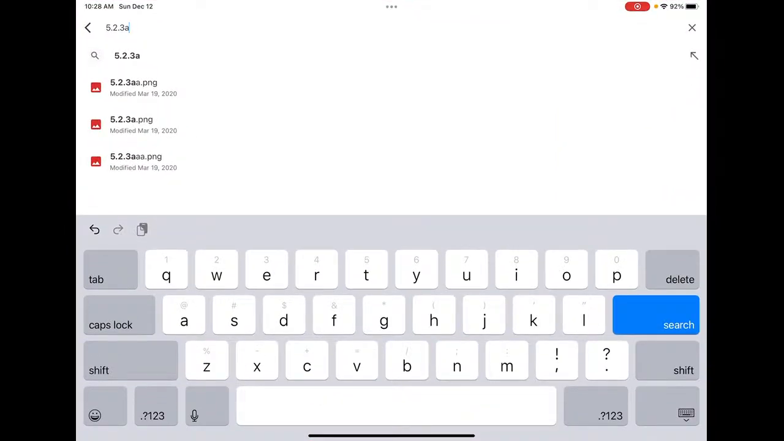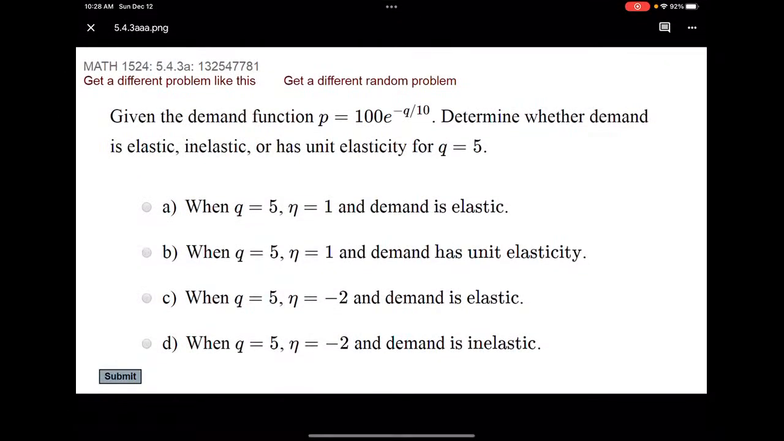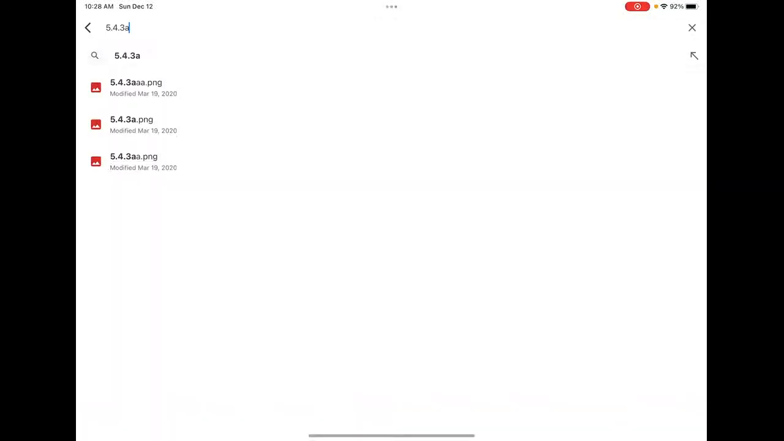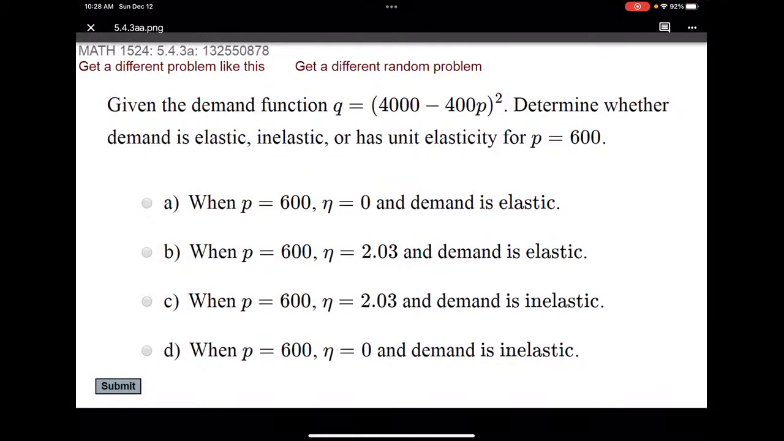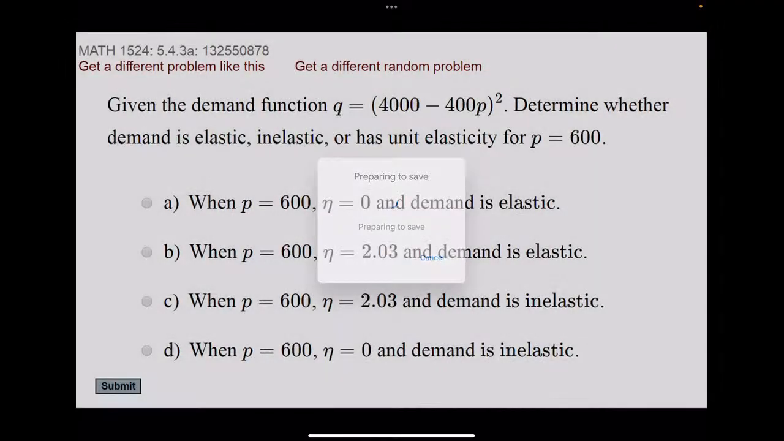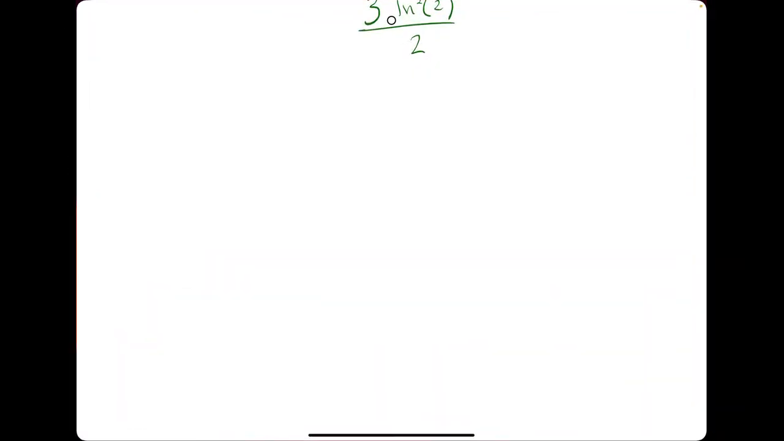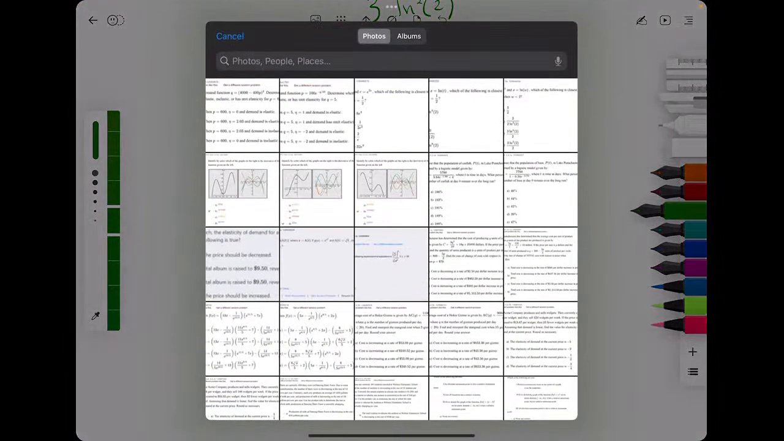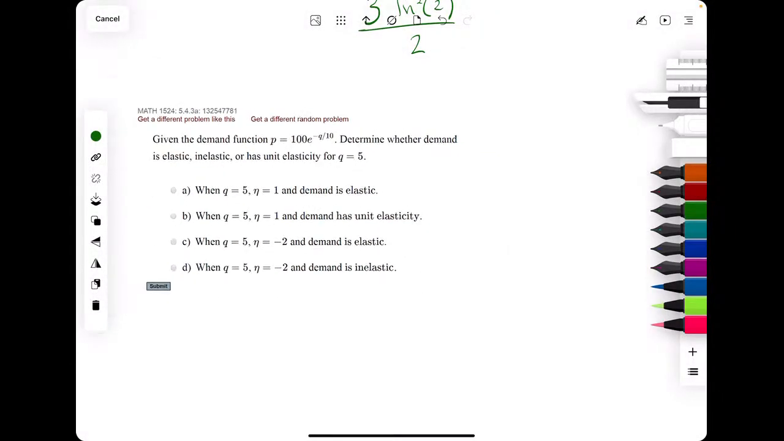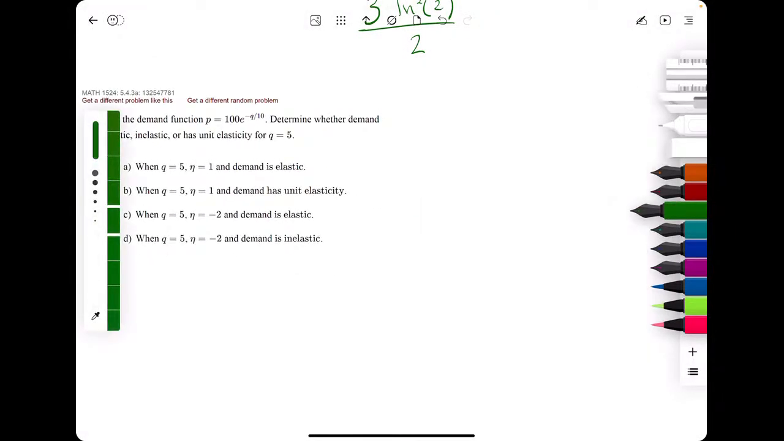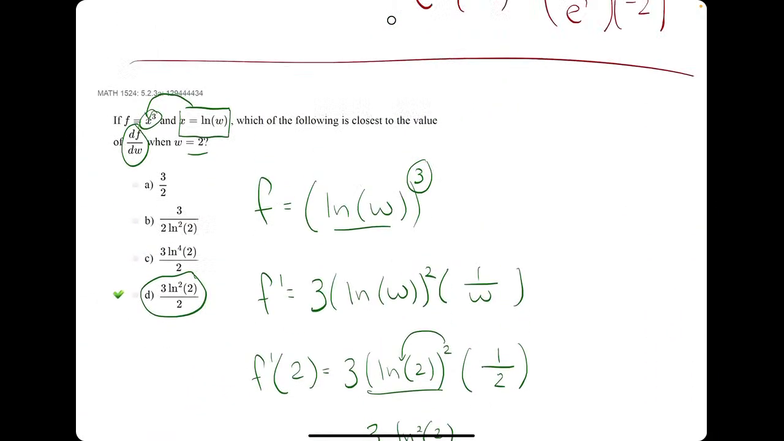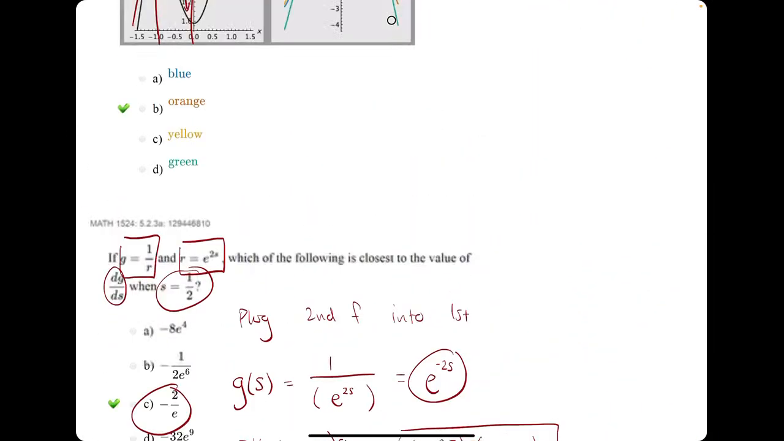So 5, 4, 3A will be our next one. Great problem. Okay, so for this one, also I'll show a shortcut, and then for this one, I'll try to find the one with Q equals. So we'll get a slight glimpse into 2 different versions of this problem. I would hope this problem wouldn't show up on the final, but I want to say everything we've done so far, I could totally see this.